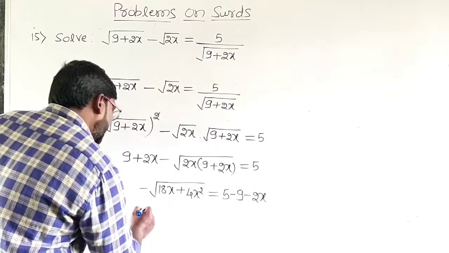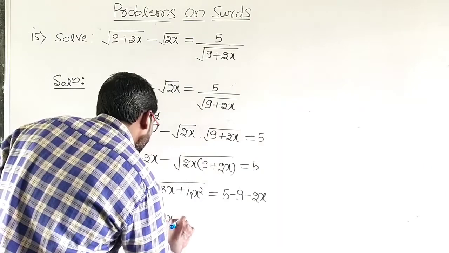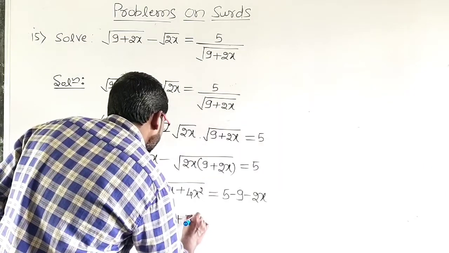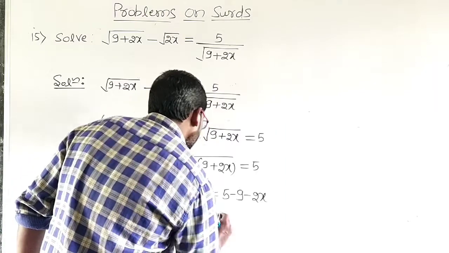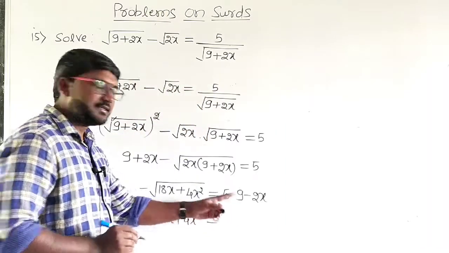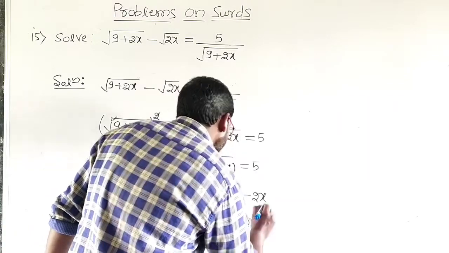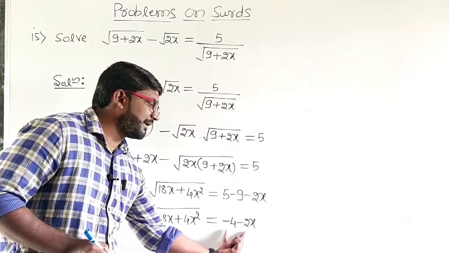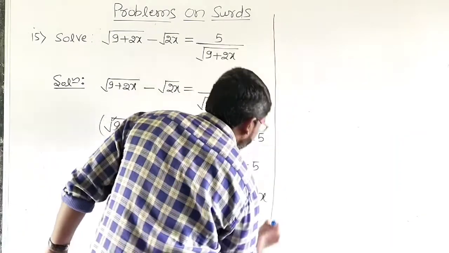So now I write this as it is: 18x plus 4x square which is equal to, so 5 minus 9 it is minus 4 minus 2x. So in the next step we can take minus common here. So let us go ahead with the next step.